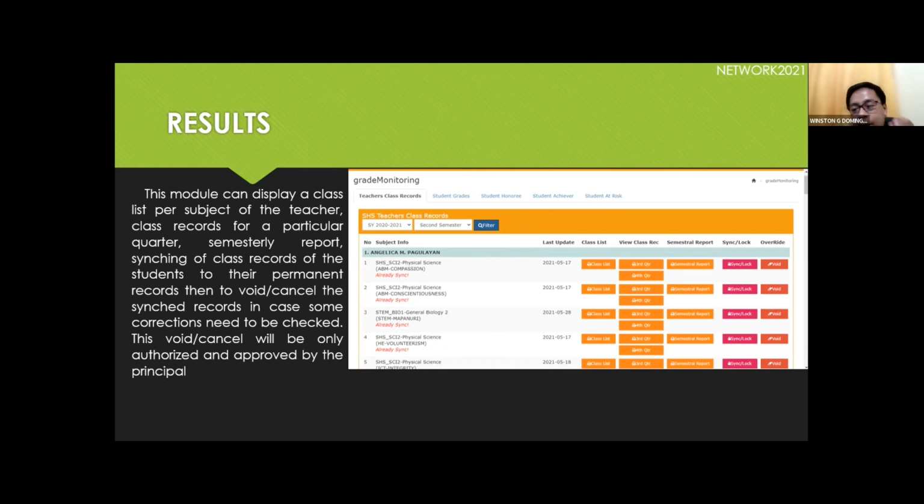Meaning of the lock is that the system will not be able to edit or delete a record once the class record is locked. The purpose of override is in case there were technical errors encountered and a record needs to be corrected due to a typo error or clerical error. Here are the features of the system.